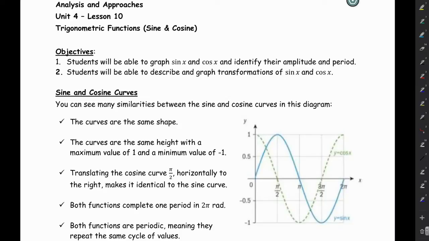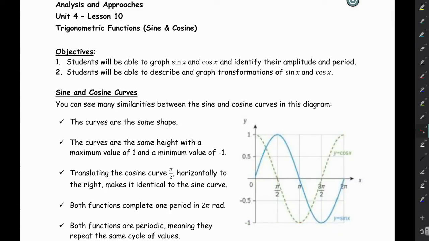All right, in this lesson, we're going to be looking at sine and cosine curves. I have a graph here showing both of those. We have the sine curve and we also have the cosine curve in the dashed line. You can see that the curves are the same shape. They're the same height. The center of both the parent functions of these curves is right on the x-axis, so they're both going to 1 and negative 1.